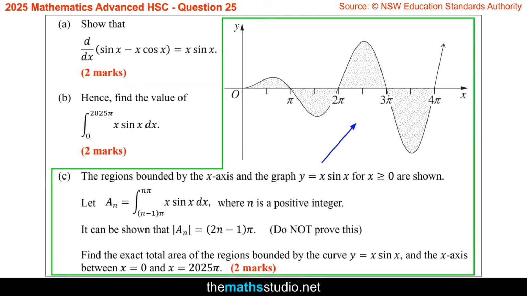Part C. The regions bounded by the x-axis and the graph of y equals x sine x for x greater than or equal to 0 are shown. Let An equal the integral of x sine x dx from x equals (n minus 1) times pi to x equals n pi, where n is a positive integer. It can be shown that the absolute value of An is equal to (2n minus 1) times pi. Do not prove this. Find the exact total area of the regions bounded by the curve y equals x sine x and the x-axis between x equals 0 and x equals 2025 pi.